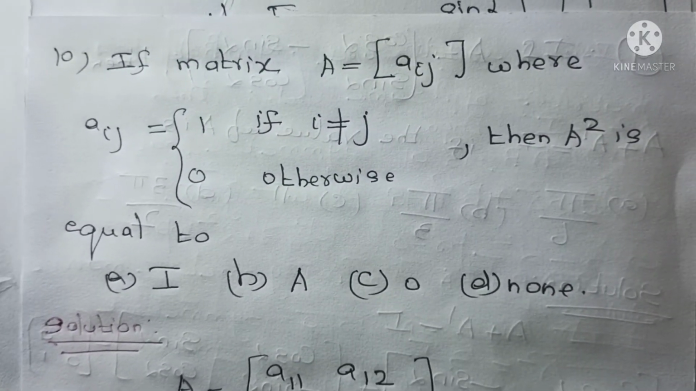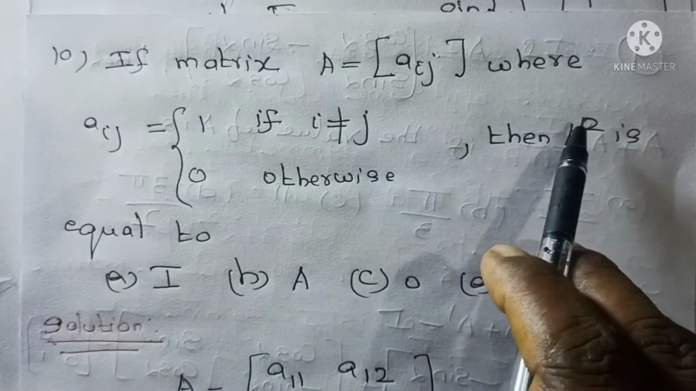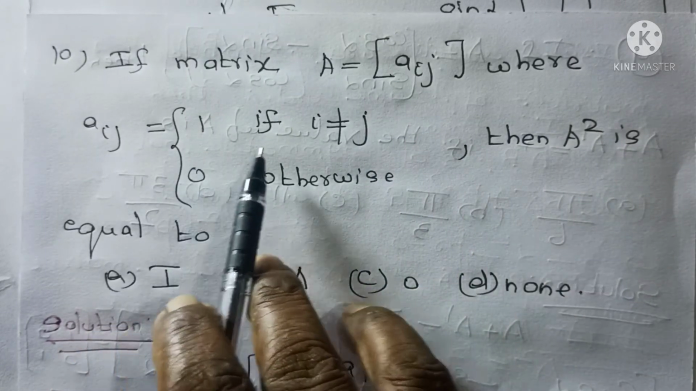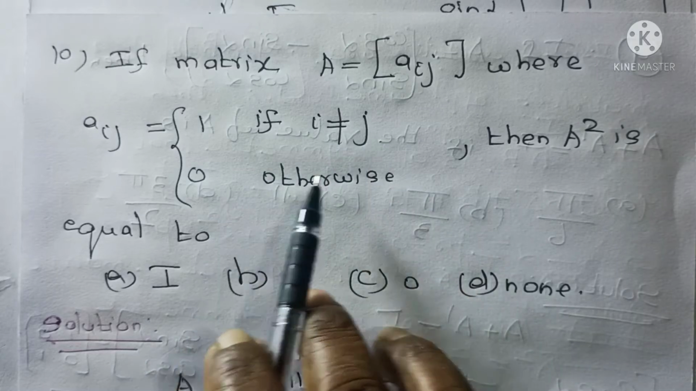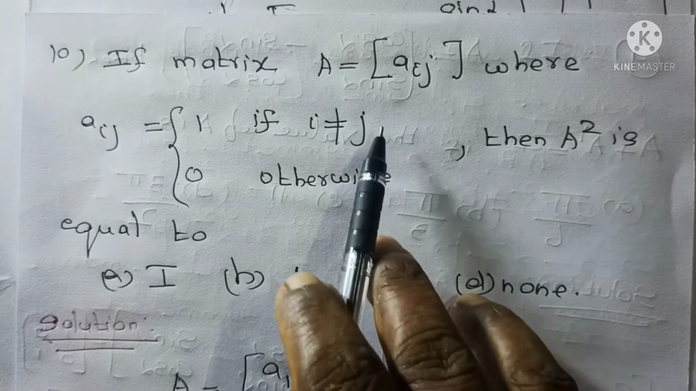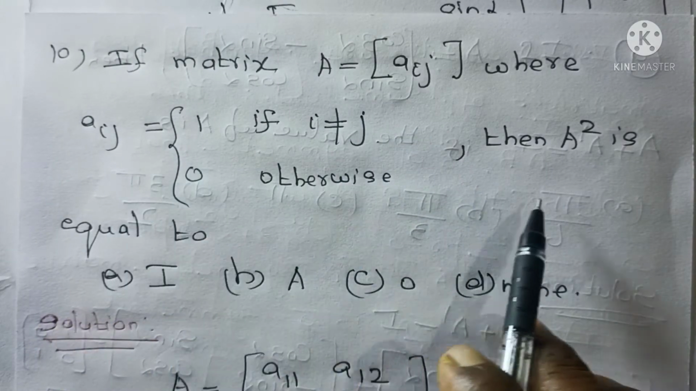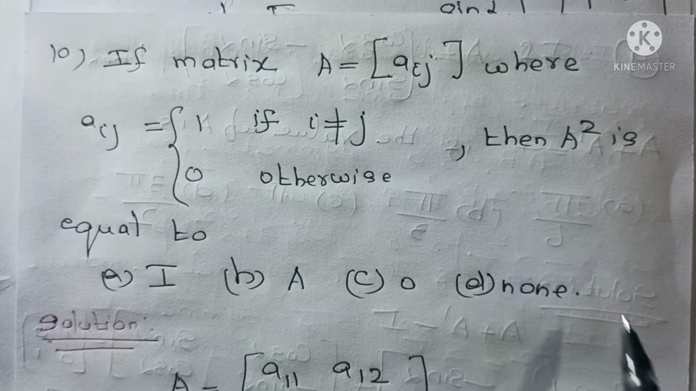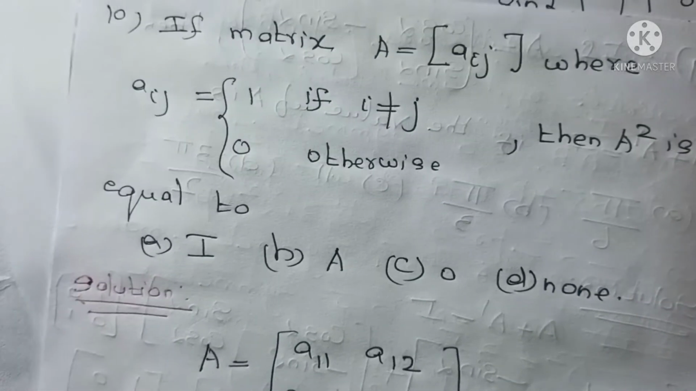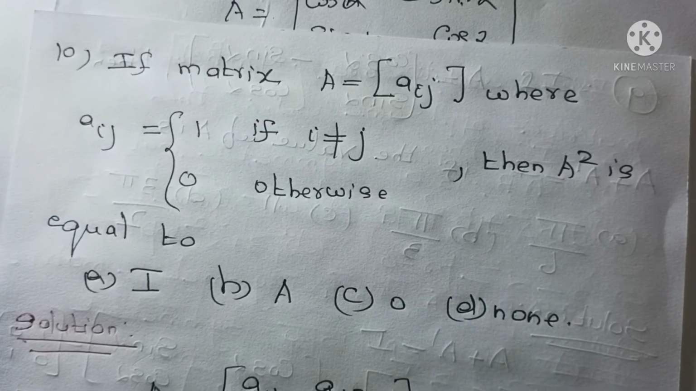Next, move on to the 10th question. If matrix A is equal to [Aij], where Aij is equal to 1 if i not equal to j, 0 otherwise, then A square is equal to which one? They have given A and Aij also. Then we have to find A square. Here they didn't mention the order of the matrix. Let's take the order as 2 by 2.